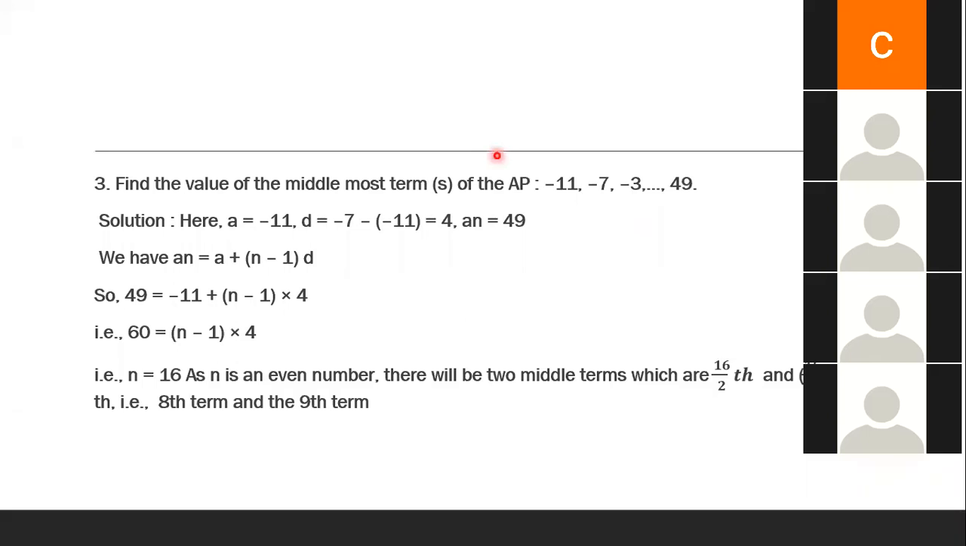Third sum, they're asking to find the middlemost terms. So here we got A value, D value, and nth term value. First to find N, by applying all the values, we got N value. N value is 16. As N is an even number, there will be two middle terms because the number of terms is 16 here. Am I clear, children?